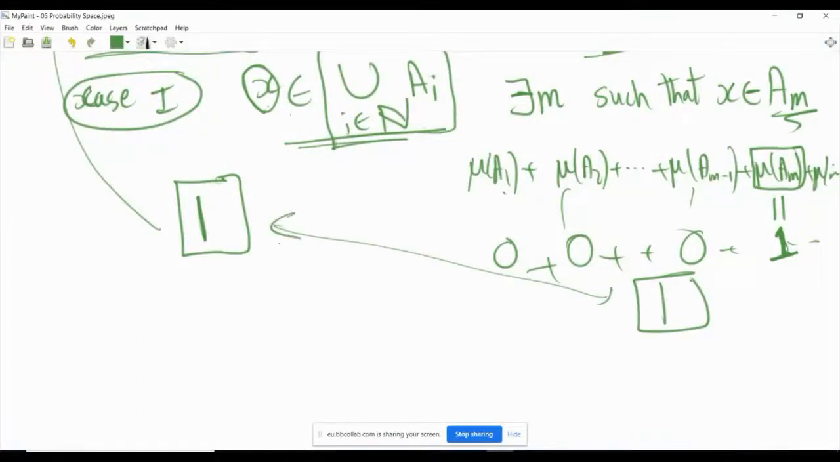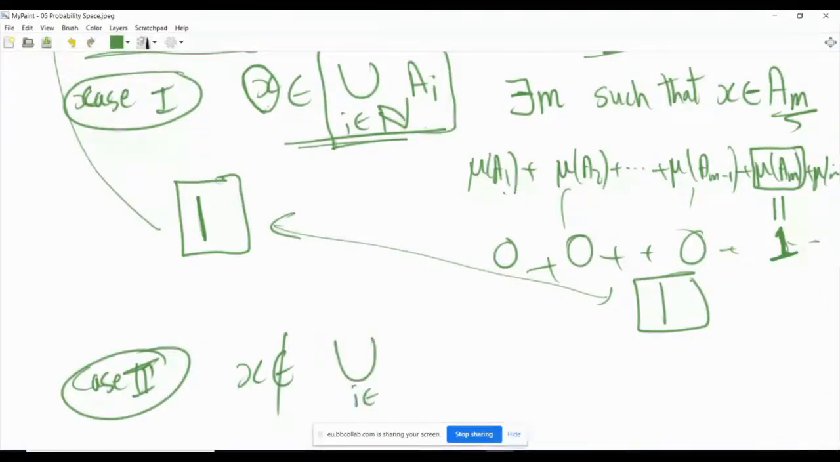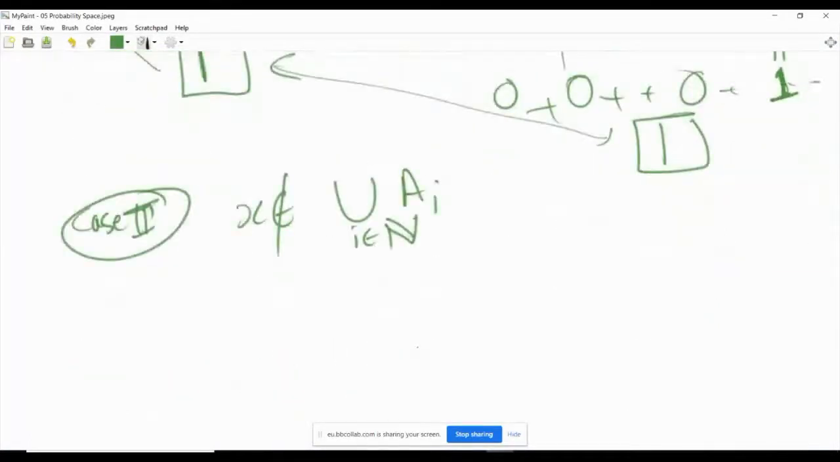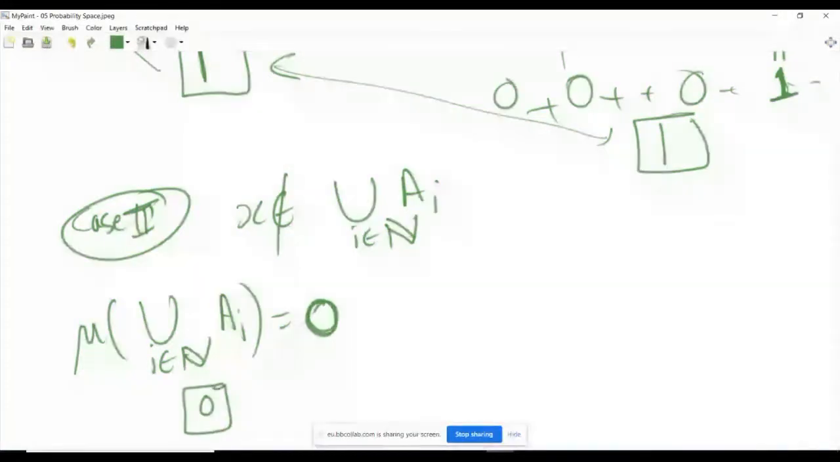Equality. But we are not done yet, because we did this calculation assuming that x is in the union. So we now need to investigate case 2. Case 2: x is not in the union of A_i. So according to the assignment rule, if x is not in something, then you assign 0. So this becomes 0.